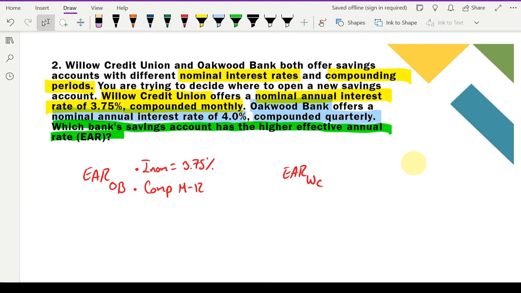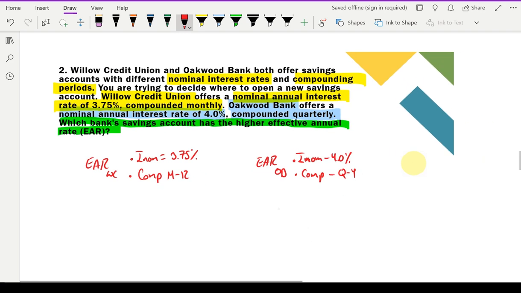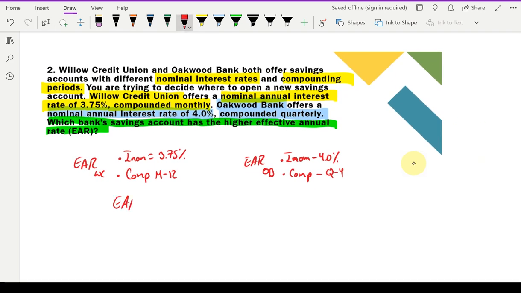And then for, let me see here. Oh, did I get this backwards? Sorry. I must have read them backwards. This is Willow Credit, and this is Oakwood Bank. So Oakwood Bank's nominal rate is going to be 4.0%, and the compounding periods are going to be quarterly compounding. So 4. Okay. All right. Let's put this into our calculator. Let's find out what the effective annual rate is for each of these.